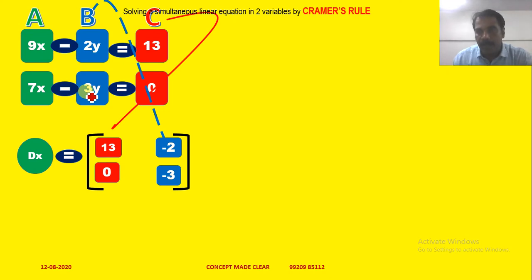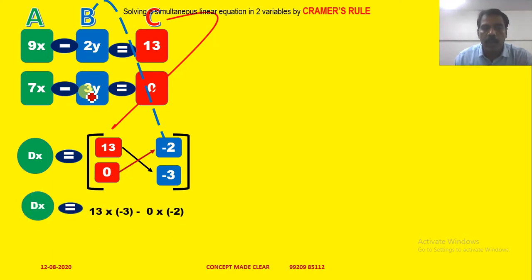Now we'll apply the formula to find the determinant, which is product of primary diagonal minus product of secondary diagonal. So we get dx equals 13 multiplied by minus 3, subtract 0 multiplied by minus 2. Solving this, 13 into minus 3 becomes minus 39. 0 multiplied by any number is 0. So the value of dx is minus 39. That is the value of the determinant of x.